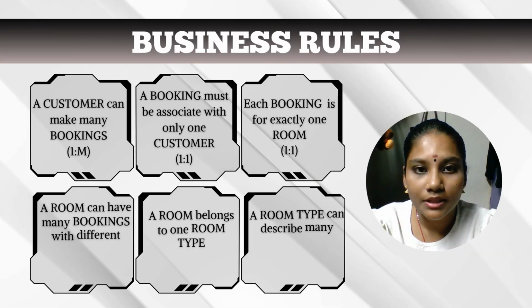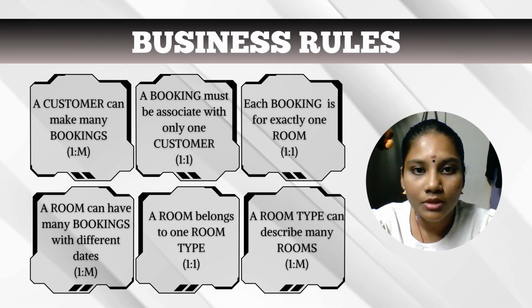The first business rule is a customer can make many bookings. The relationship is one to many. The second business rule is a booking must be associated with only one customer. The relationship is one to one. The third business rule is each booking is exactly for one room. The relationship is one to one. Next, a room can have many bookings with different dates. The relationship is one to many.